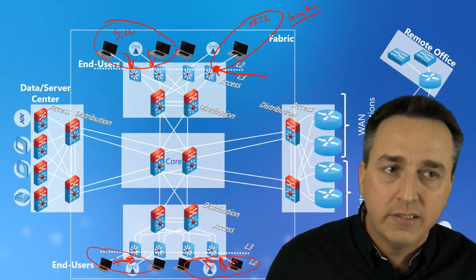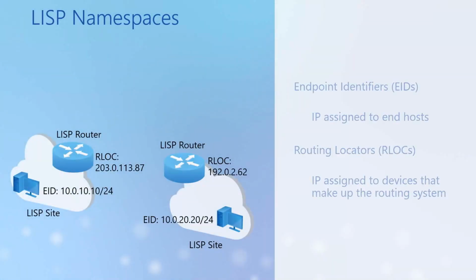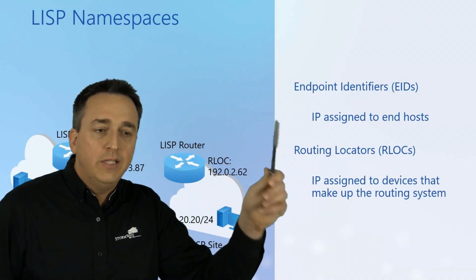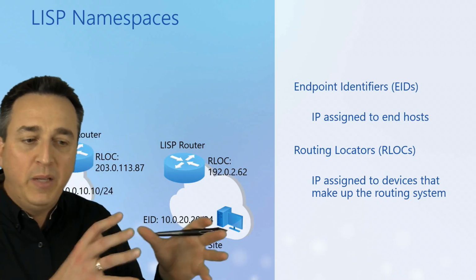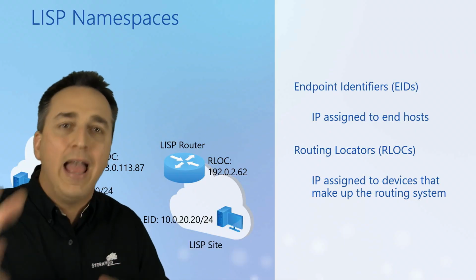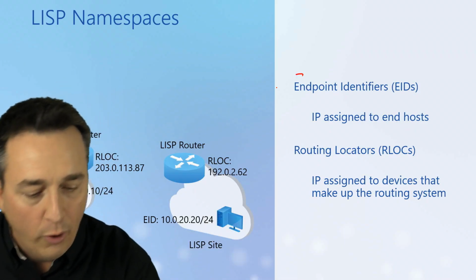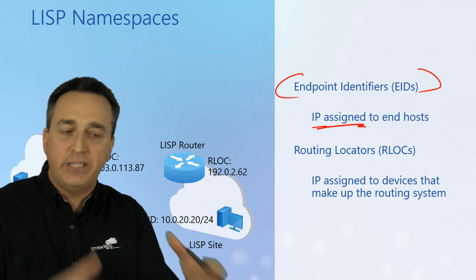Okay, so you got your sites, but then what do you have? You got your endpoints. So these are two terms I want you to know. You've got your endpoints, the IP address assigned to the actual endpoints. So you have a PC. Your PC is your endpoint. Your phone is your endpoint. Your printer is your endpoint. They get an endpoint identifier, which is the IP address assigned to them in that particular site.